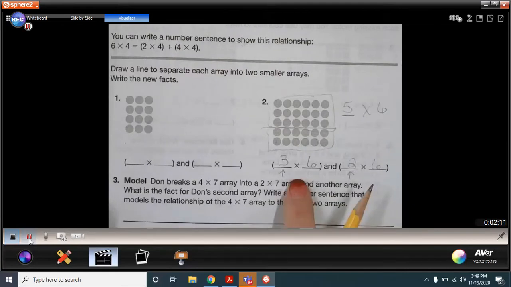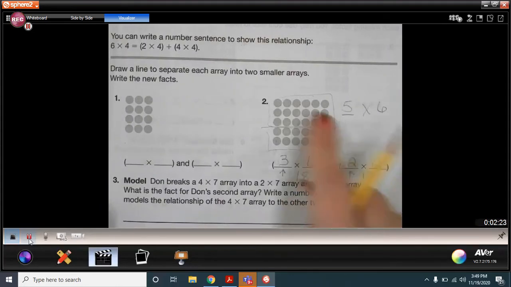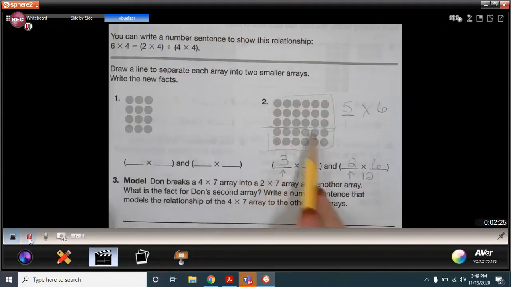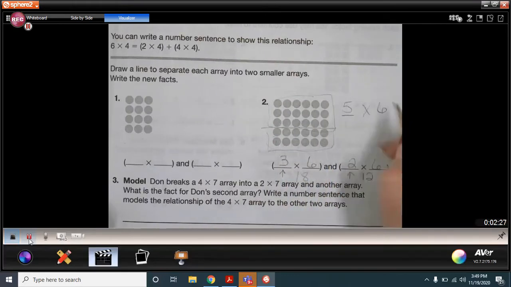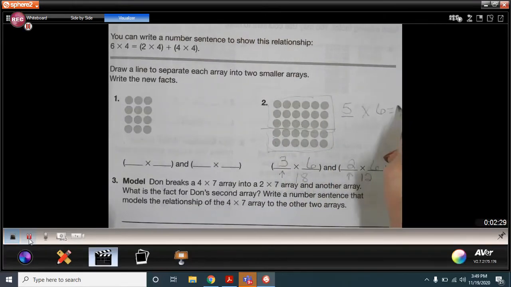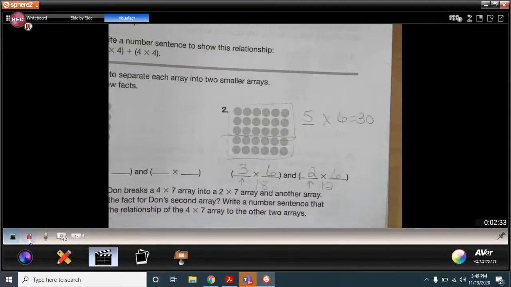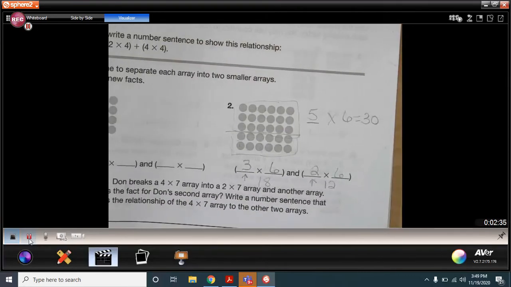So now when I take 3 times 6, I know that 3 groups of 6 is going to be 18, and 2 groups of 6 is going to be 12. And when I take the 18 from here and the 12 from here, I know that this is going to be 30.